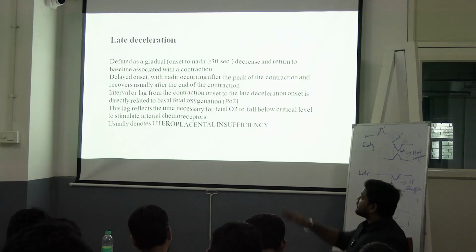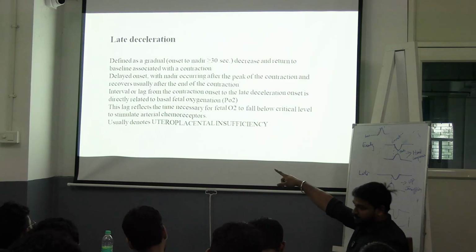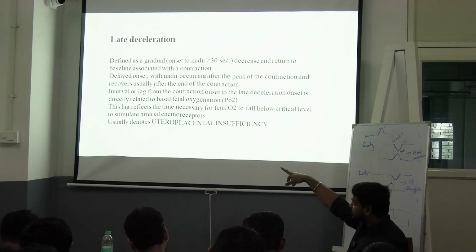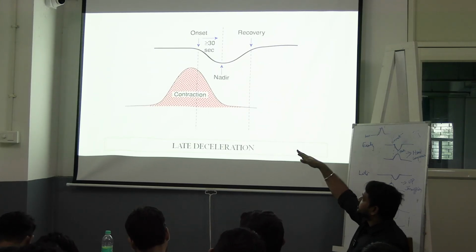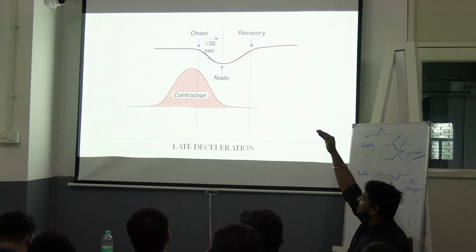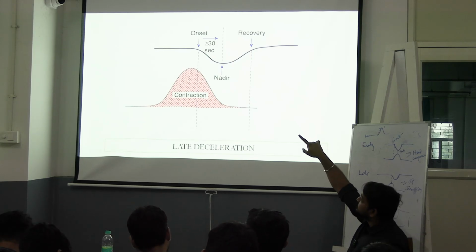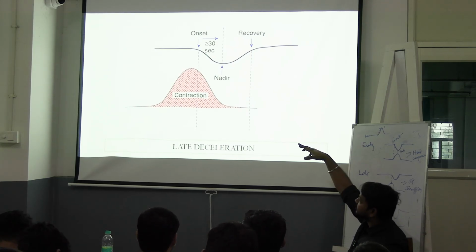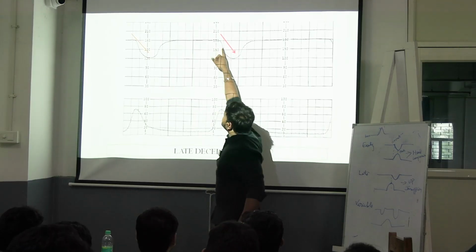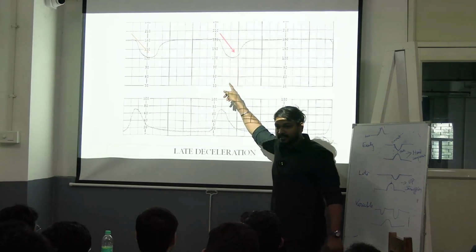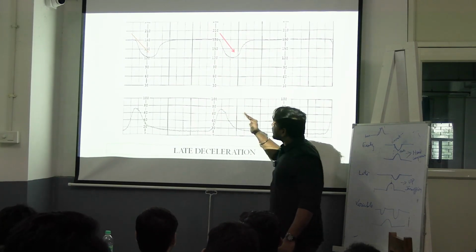Late deceleration, it is because of uteroplacental insufficiency. You should know this. Next. See, there is the contraction. After the contraction, after the peak, there is a fall in fetal heart rate. See, there is a contraction here. After the contraction, there is a fall in heart rate. This is late deceleration.